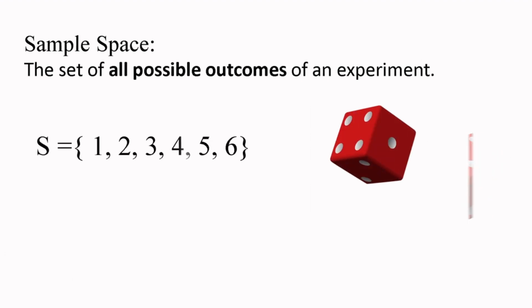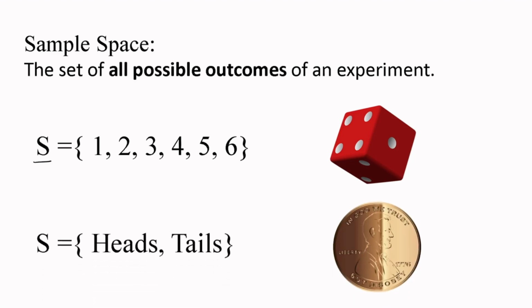The third definition that we have is sample space. It means all possible outcomes, and it is a set. So, for example, when we roll a die, we show it by S. When we roll a die, the sample space will be equal to a set of 1, 2, 3, 4, 5, and 6. This is all the possible outcomes. Or for example, when we flip a coin, the sample space will be the set of heads and tails.